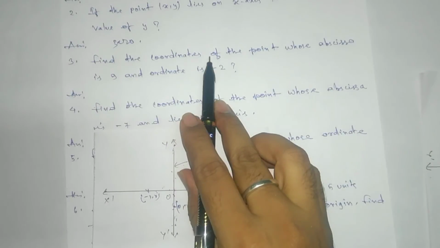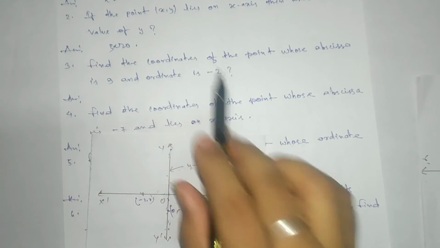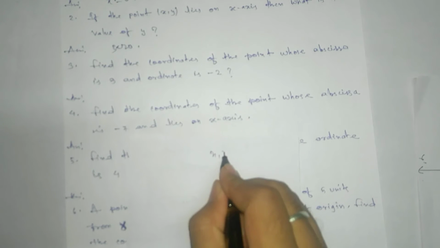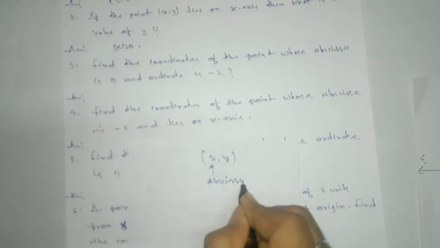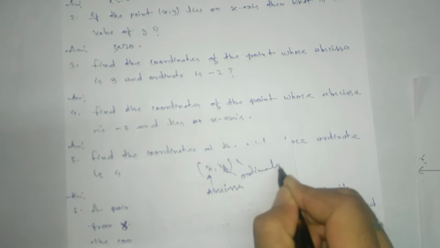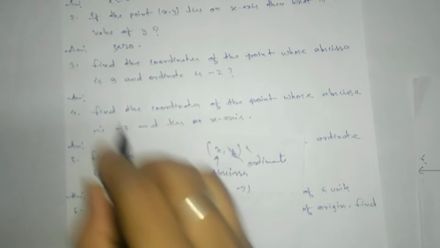Okay. Find the coordinates of the point whose abscissa is 9 and ordinate is minus 2. If we go for x, y, then this is your abscissa and this is your ordinate. Now abscissa is 9 and ordinate is minus 2. So what will be the coordinate? 9, minus 2, finish.